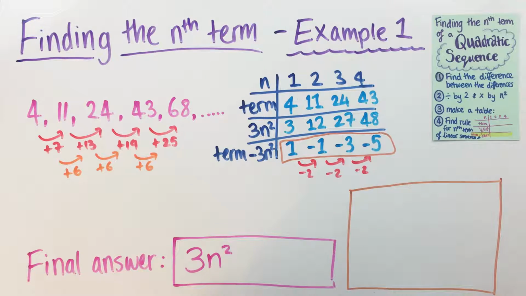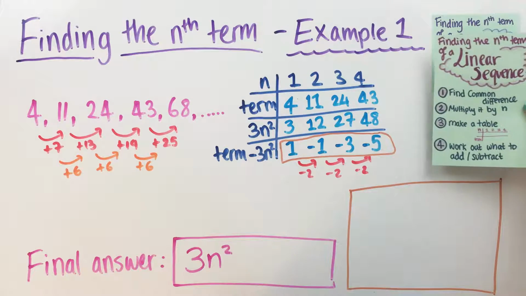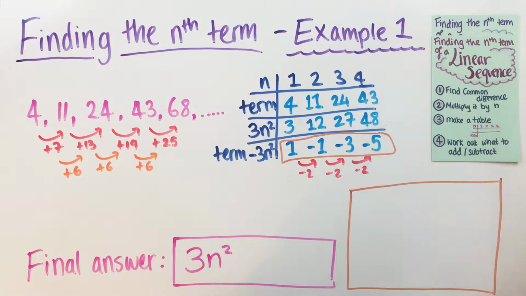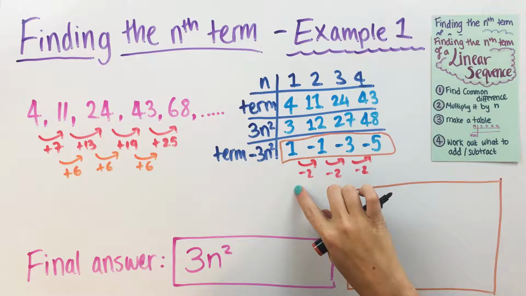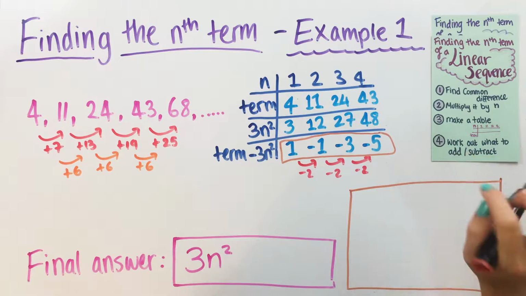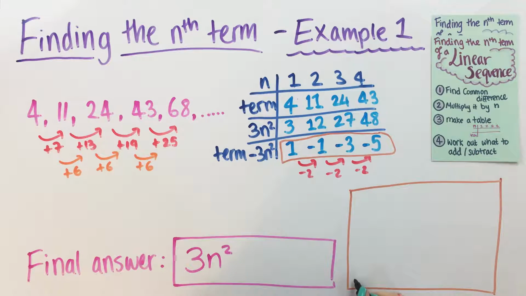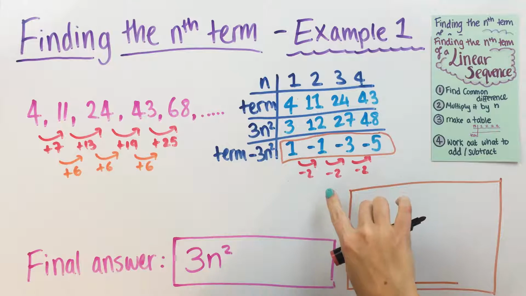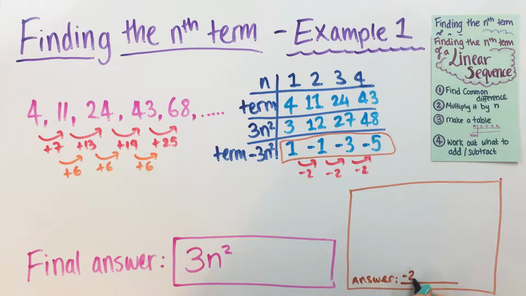To help us with this, I've got this guide from a previous video, how to find the nth term of a linear sequence. Let's work through the steps here. So, first of all, we find the common difference. We've found that the common difference is minus 2. We then multiply it by n. So at the bottom here, we sort of have a final answer to our mini sub-question. So the common difference is minus 2, we multiply it by n, minus 2n is part of our answer here.